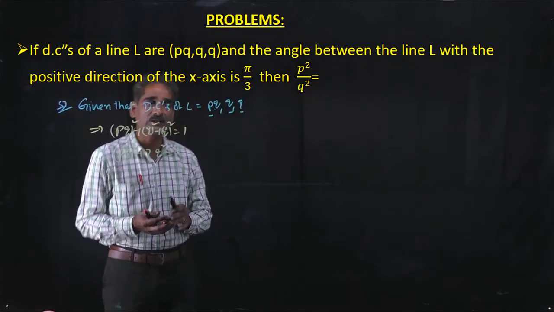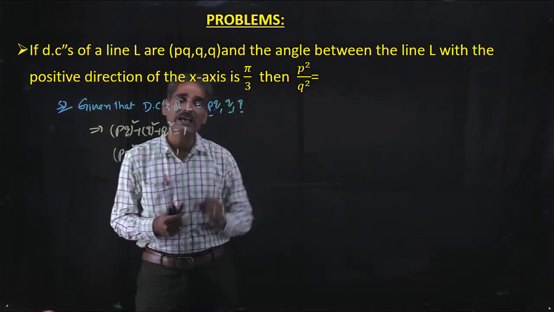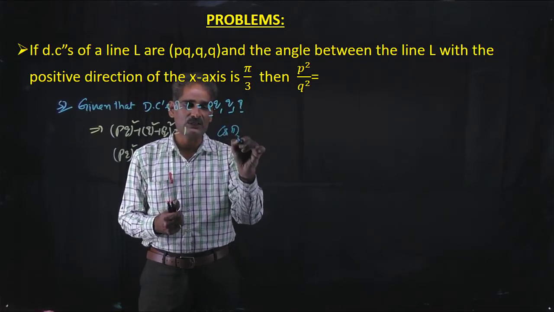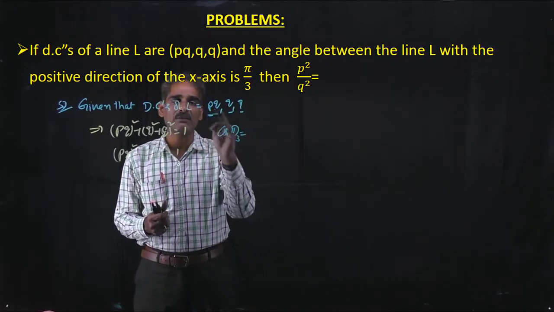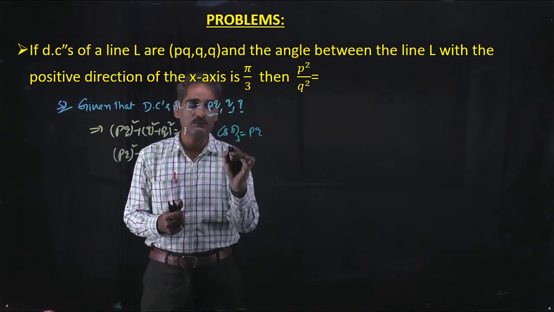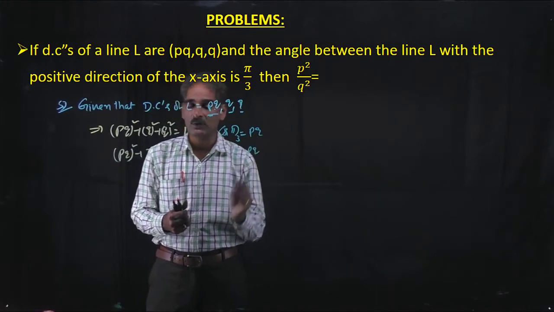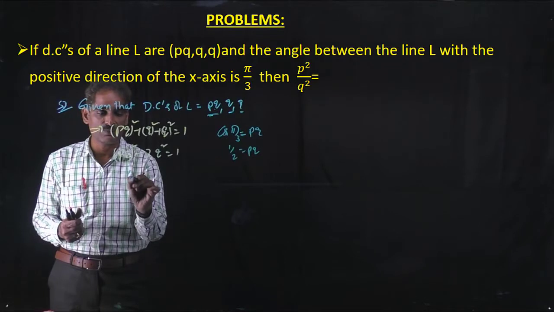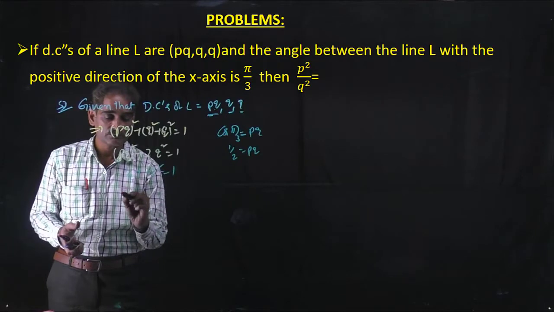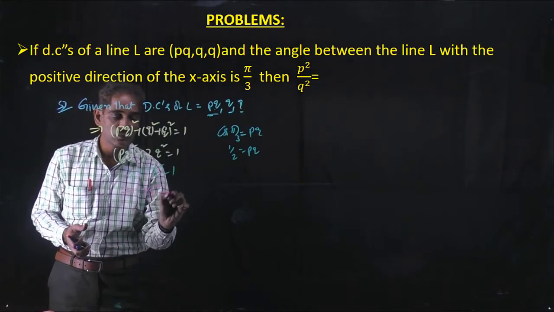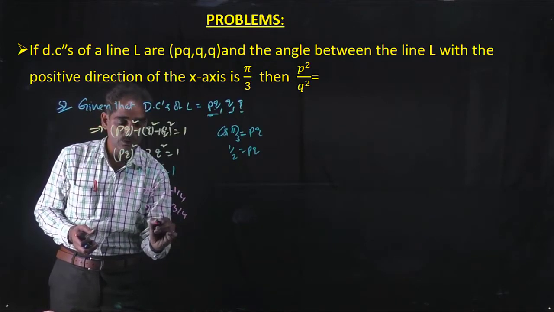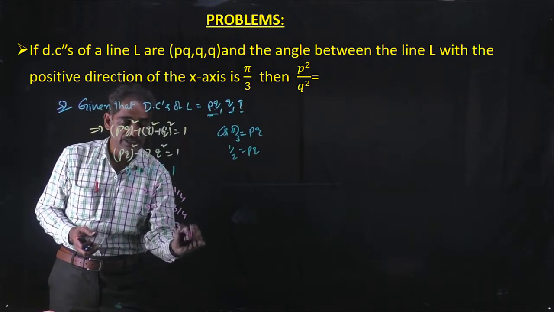We are given that this line L is making an angle pi by 3 with the x-axis. That means cos of pi by 3 is equal to the first value of the DCs, which is p root q. Here cos pi by 3 is equal to 1 by 2. Now substitute: 1 by 4 plus 2q square is equal to 1. This implies 2q square is equal to 1 minus 1 by 4, so 2q square is equal to 3 by 4. Q square is equal to 3 by 8.